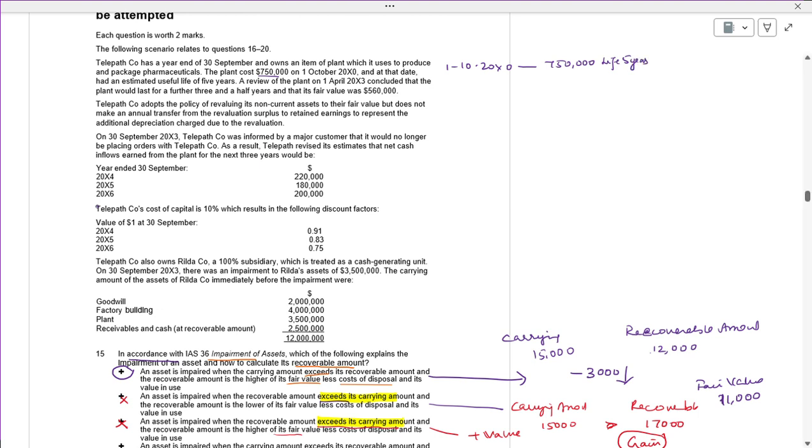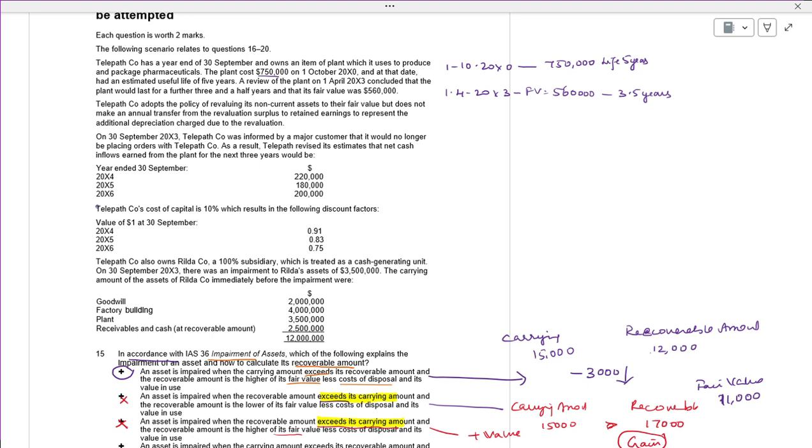A review of the plant on 1st April 2003 says the fair value is 560. There is a remaining life of 3.5 years.